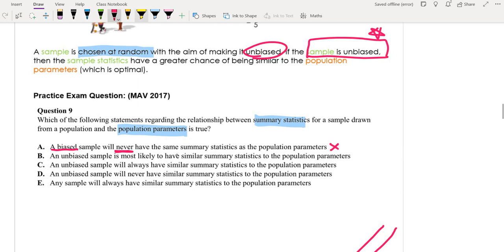The next one says an unbiased sample, which is what we want, which is a good sample, will have similar summary statistics to the population. Yep, that seems very likely. If we have an unbiased sample, whatever they're representing will be similar to what the whole population represents as well.